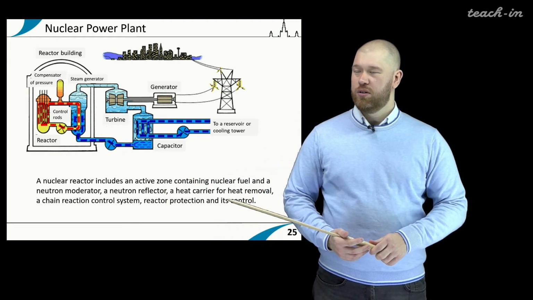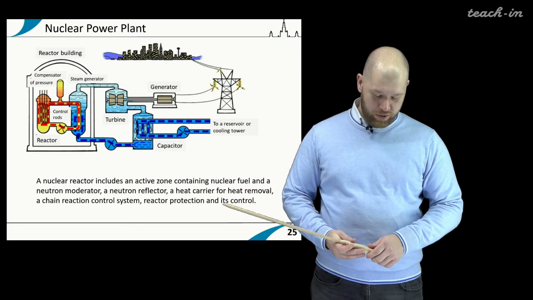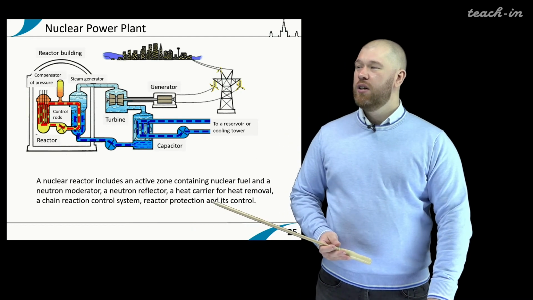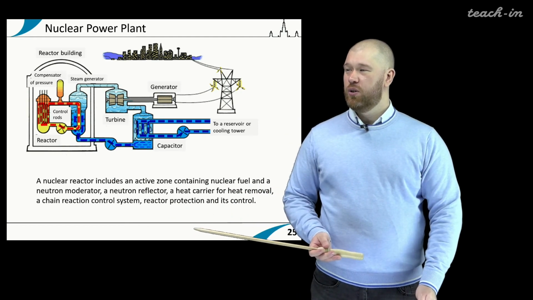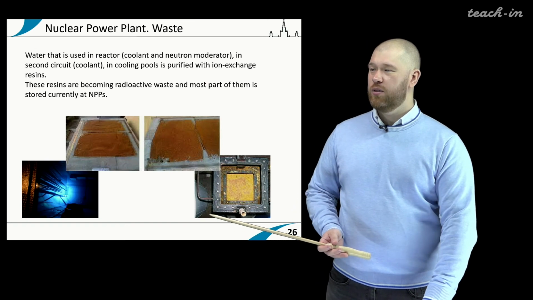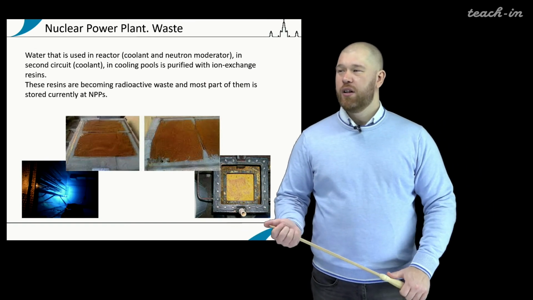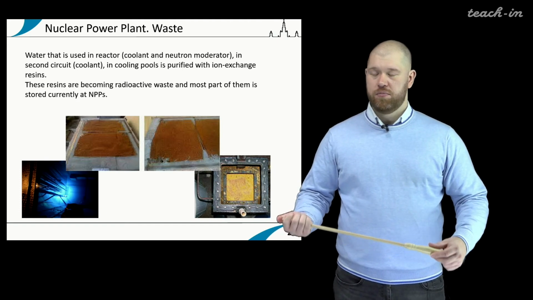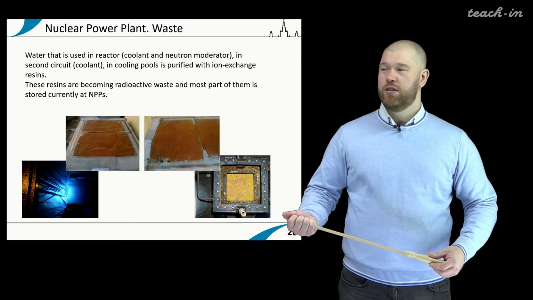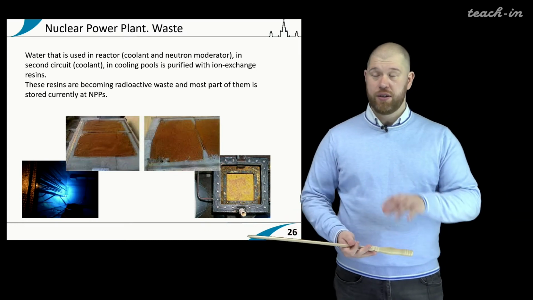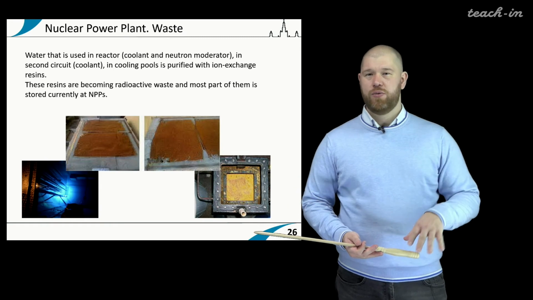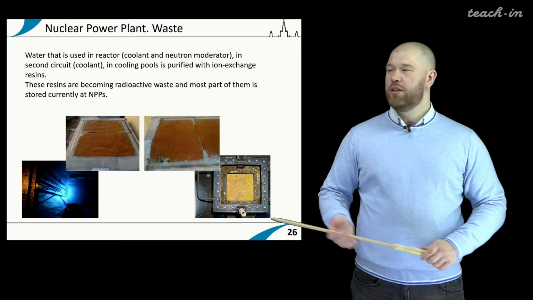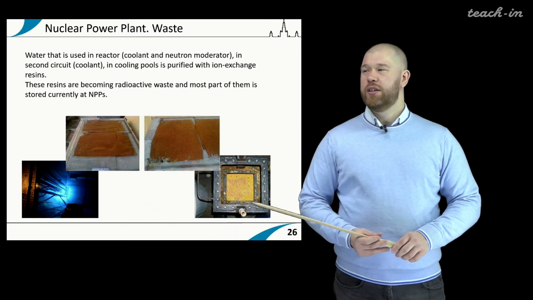So it looks very simple, and this contour is closed. And where is the nuclear waste? Nuclear waste in nuclear power plants is mainly the resins that are used for purification of water that is circulating in different parts of the nuclear power plant: in the first contour, in the second contour, in the cooling ponds, etc.